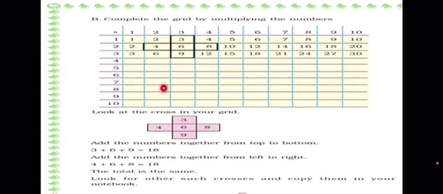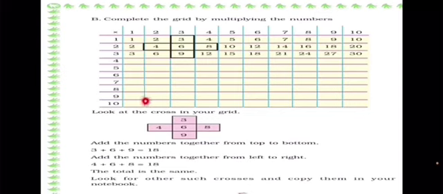7 ones are 7, 7 twos are 14, 7 threes are 21, 7 fours are 28, 7 fives are 35, 7 sixes are 42, 7 sevens are 49, 7 eights are 56, 7 nines are 63, 7 tens are 70. 8 ones are 8, 8 twos are 16, 8 threes are 24, 8 fours are 32, 8 fives are 40, 8 sixes are 48, 8 sevens are 56, 8 eights are 63, 8 nines are 72, 8 tens are 80.